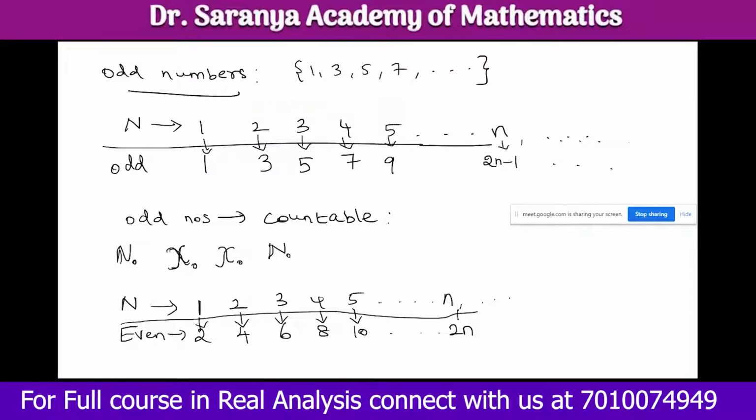Ma'am, what about 0? In even numbers 0 is there. Yes. For natural numbers, you have to map a one-to-one correspondence to natural numbers.